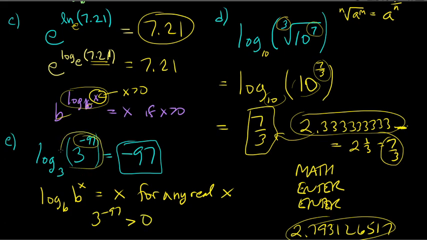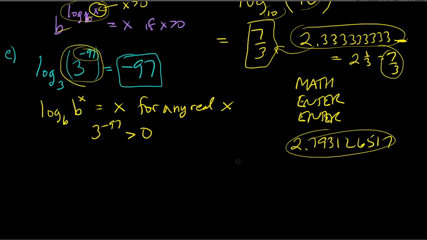So this number, it's not a whole number, it's a decimal. It's a very tiny number. But it is a positive number, and so you get this as your answer.